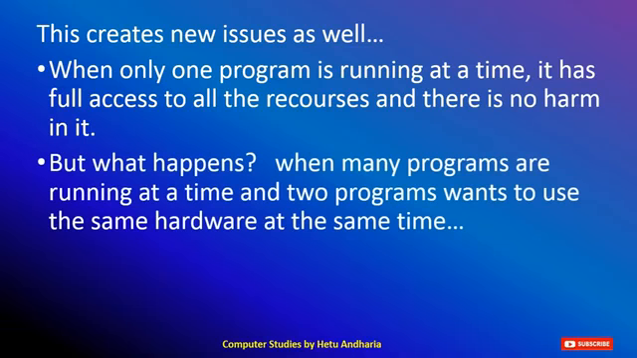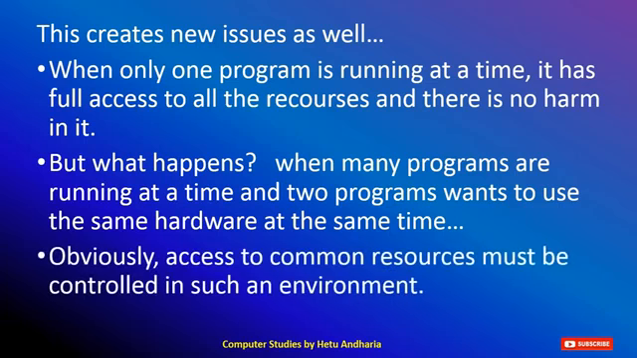But what happens when many programs are running at the same time and two programs want to use the same hardware at the same time? For example, you are typing something in Microsoft Word, you are typing something in Microsoft Excel, and simultaneously from both the programs you send the print order. Then the printer will get confused what to print, whom to give the priority. All these issues are to be faced, right? So who solves these issues? These issues are solved by the operating system.